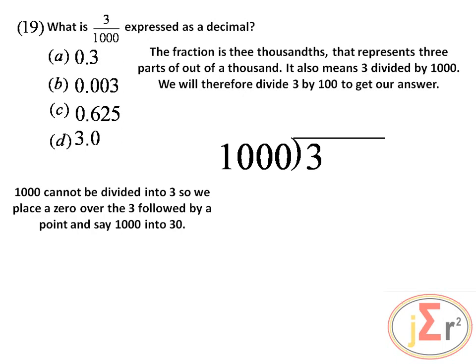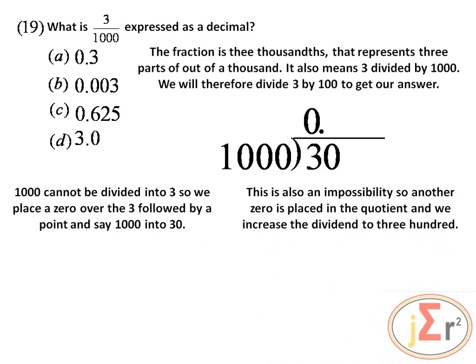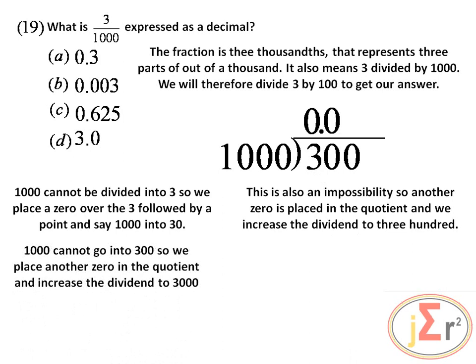First, we are going to say 1000 to be divided into 3. So 1000 cannot be divided into 3, so we place a 0 over the 3, then followed by a point, and say 1000 into 30. Again, this is an impossibility, so we do what? Have another 0 over the 0 in 30, and then we place another 0, increasing the value to 300. Then we say 1000 into 300, and this is also an impossibility. So what do we do? We place another 0 there because 1000 cannot go into 300.